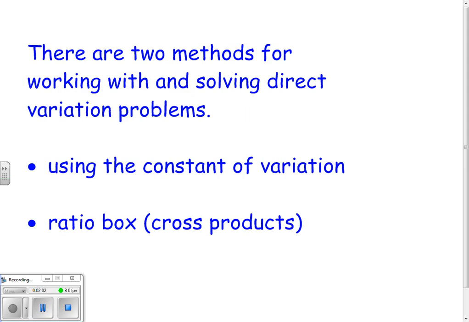There are two ways that you can work with direct variation problems. The first is using the constant of variation. That's the way that the textbook does it, but it's usually not the preferred method. The second way is a ratio box, using cross products, and that's the way that I'll do it.